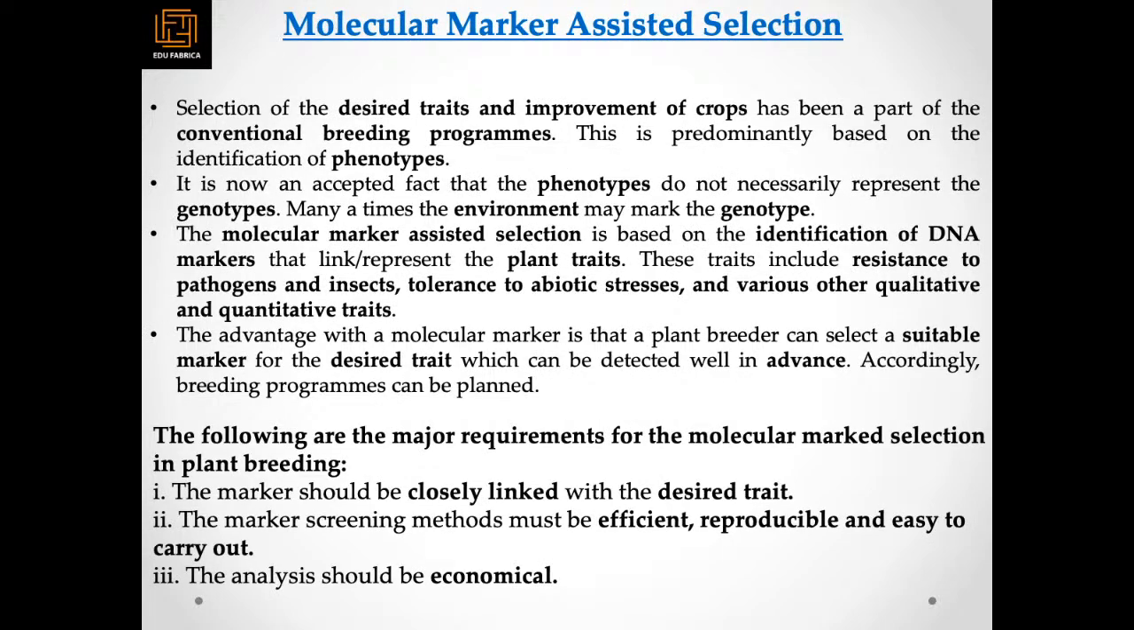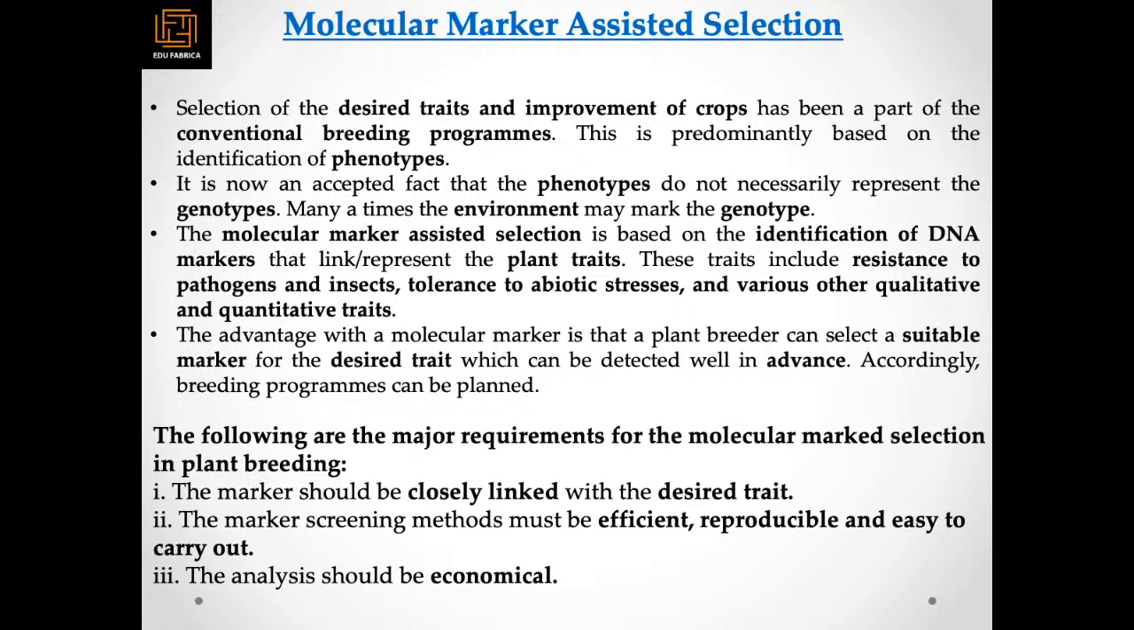Then this is the last one under these molecular markers, that is molecular marker assisted selection. It is the selection of desired traits and improvement of crops that has been part of the conventional breeding program. This is predominantly based on the identification of phenotypes. It is now an accepted fact that phenotypes do not primarily represent the genotype. Many times the environment may mask the genotype.